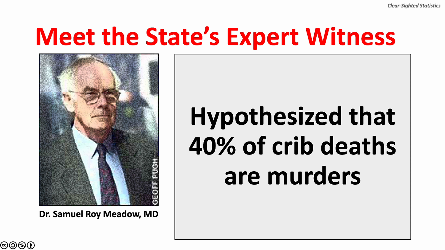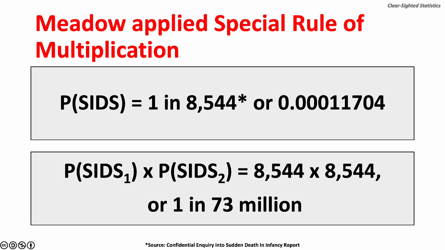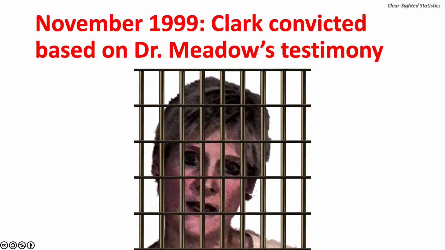Meadow hypothesized that 40% of crib deaths are murders. At Clark's trial, Meadow applied the special rule of multiplication. He argued that the probability of 1 sudden infant death syndrome is 1 in 8,544, or 0.00011,724. The probability of 2 SIDS deaths is 8,544 times 8,544, or about 1 in 73 million. In November 1999, Clark was convicted based on Dr. Meadow's expert testimony.